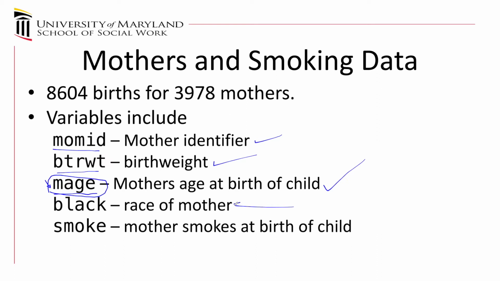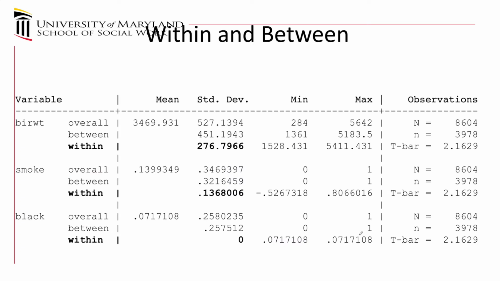We have race of the mother, and this is non-varying. Some recent situations excluded, most people's ethnicity stays fixed. And then smoking is whether the mother smoked at the birth of a child. So if a mother has 2 births, then she can smoke at the first and quit by the second, right? So there are varying answers to whether the mother smokes or not at the birth of a child.